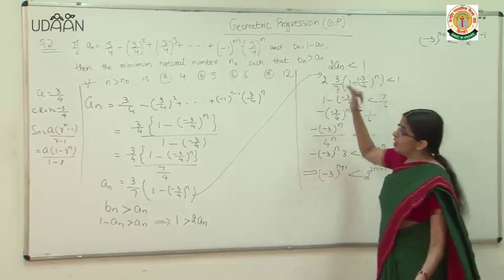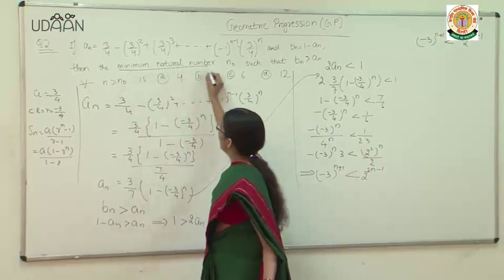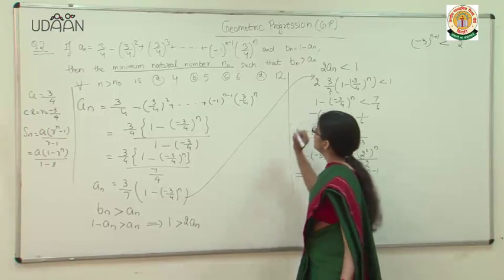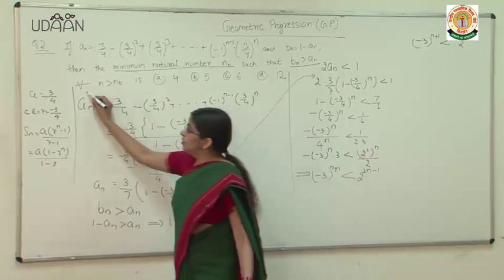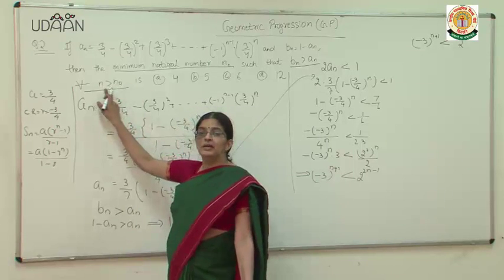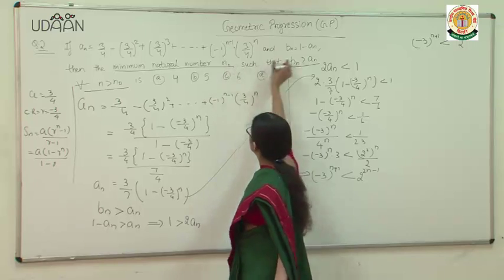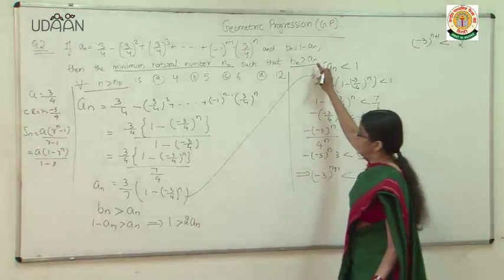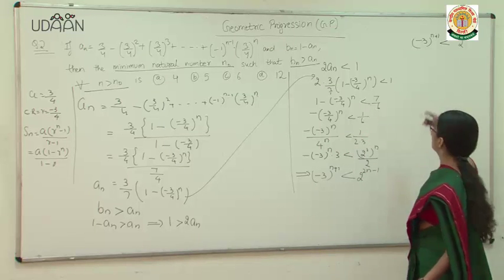Now look at what we have to calculate. We have to find the minimum natural number n naught such that this condition is true for all values of n greater than n naught. That is, we need such an n naught that the condition bn greater than an is true for all values of n greater than n naught.